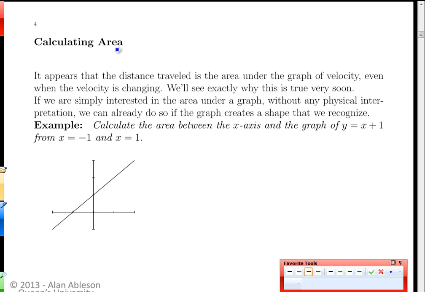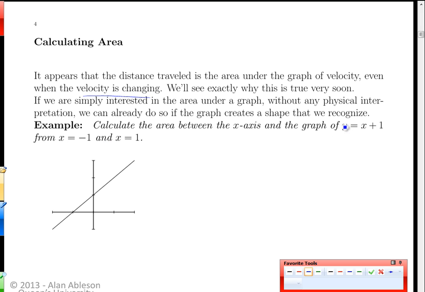So let's think about area calculations for a second and go back to first principles. If we're looking for distance traveled, it seems to be the area underneath the graph of velocity, even when the velocity is changing. All right. Now let's take a more general step back and say, let's not worry about velocities. Let's just ask about area calculations in general. And it's pretty easy in some cases to do that.